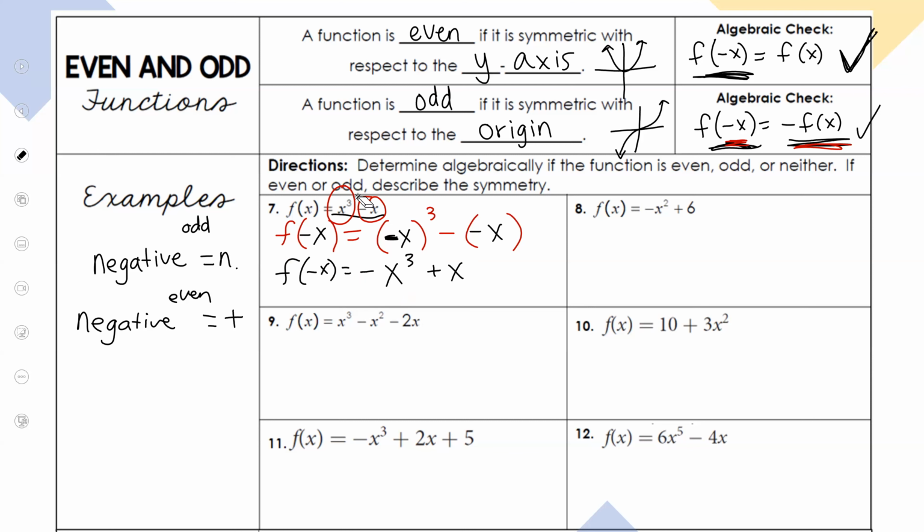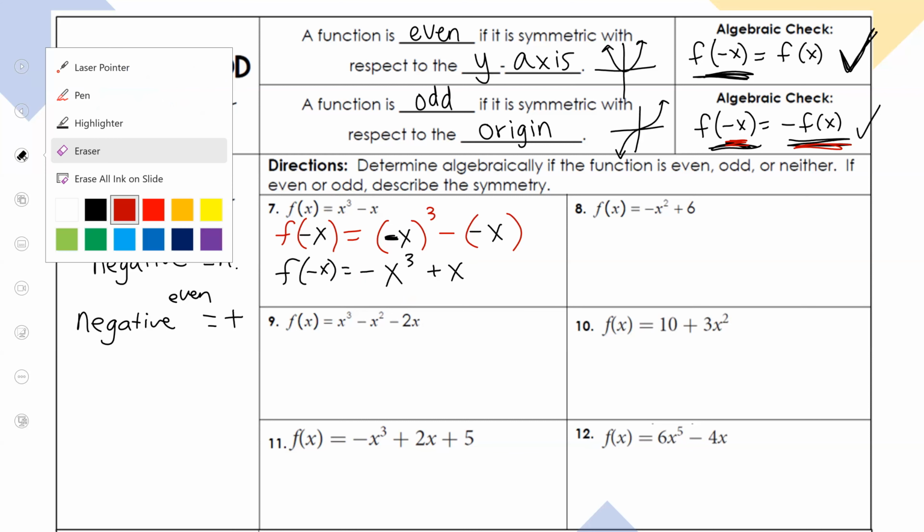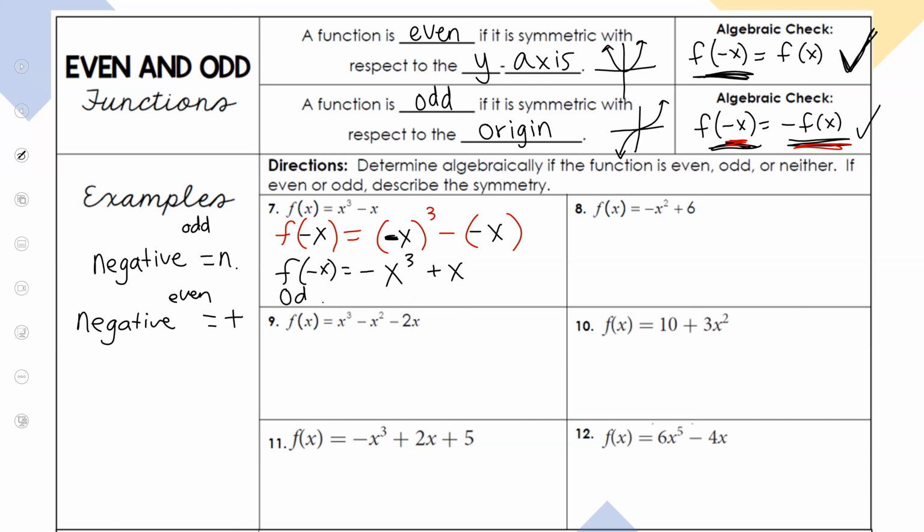All right, so what we're going to write here is that it is odd and that it is symmetrical about the origin. Okay, let's do number 8.